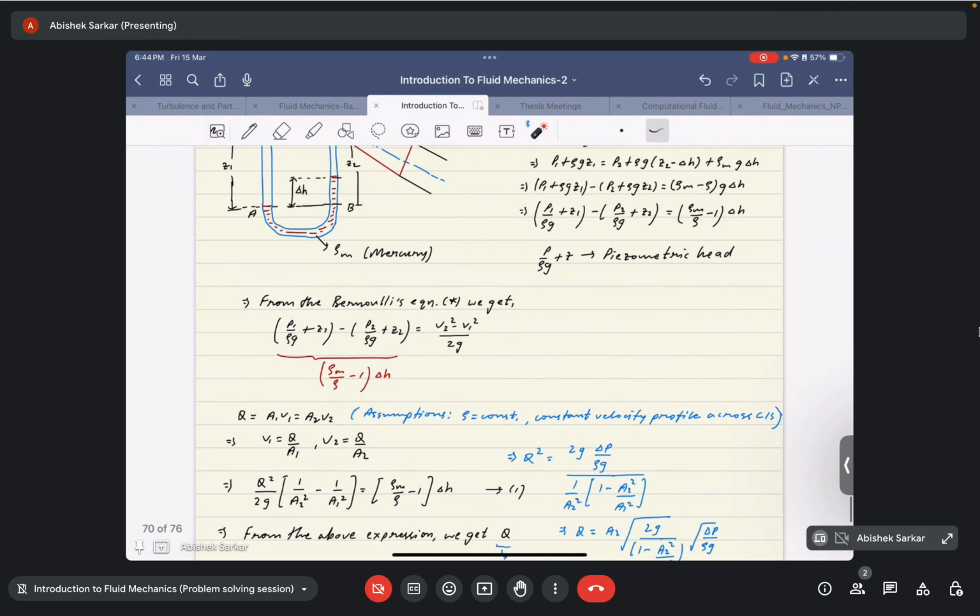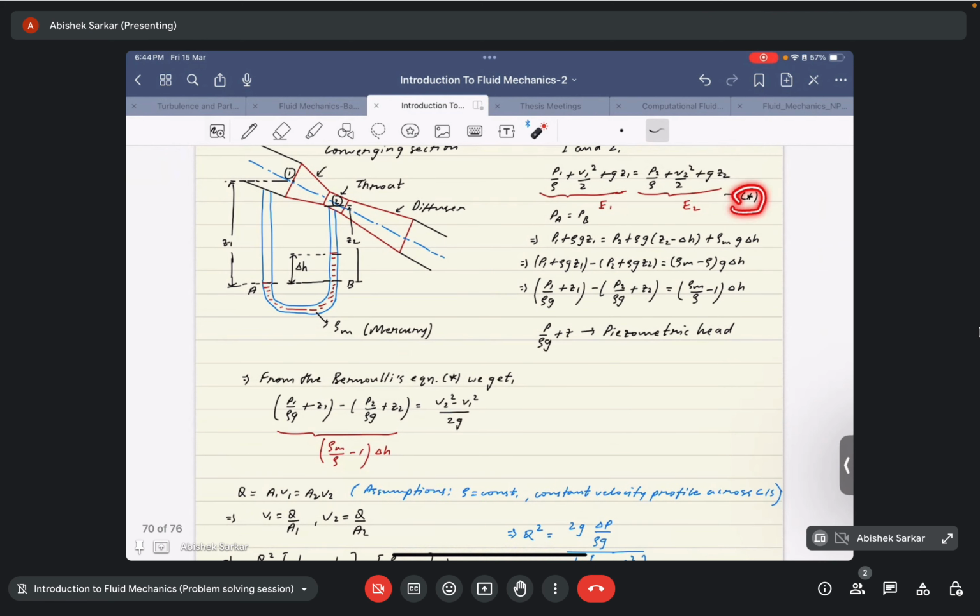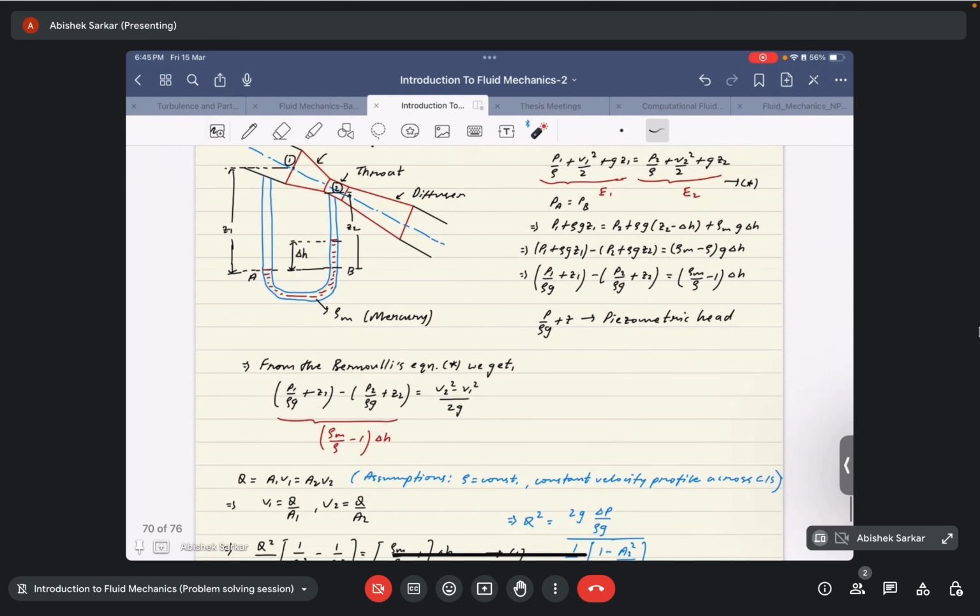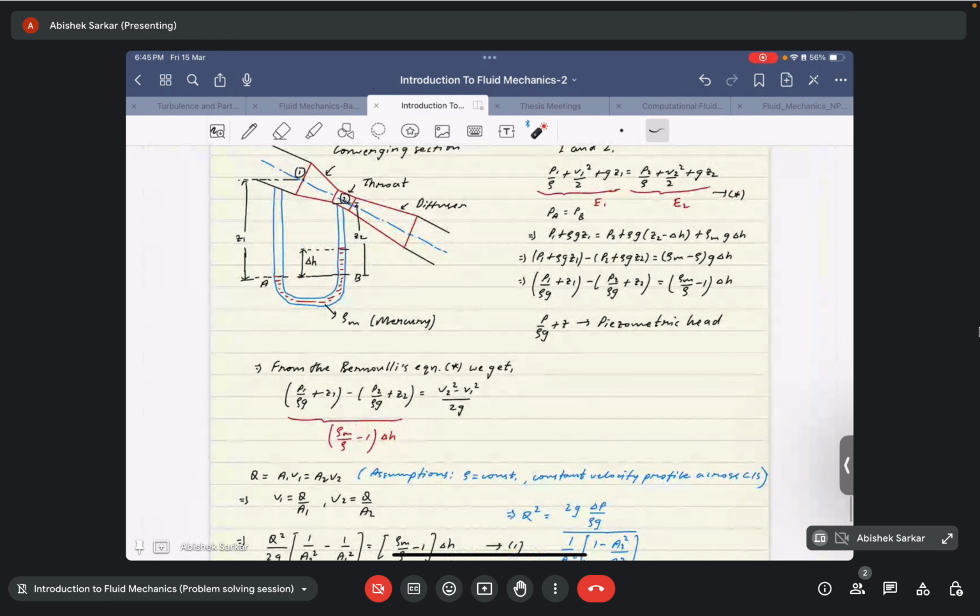Then if we apply from equation star, if we simplify this, we can write P1 by rho g plus Z1 minus P2 by rho g plus Z2 is equal to V2 square minus V1 square by 2g. So this is derived from Bernoulli's equation. From the principle of manometry, for the measurement of pressures, we found that P1 by rho g plus Z1 minus P2 by rho g plus Z2 is equal to rho m by rho minus 1 into delta H. If we substitute this into the expression, we can write rho m by rho minus 1 into delta H equal to V2 square minus V1 square by 2g. So this was the idea behind it.